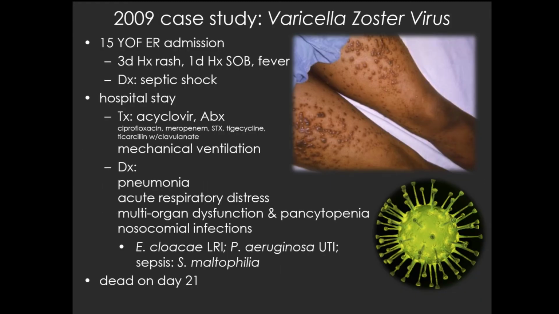Where a young woman contracted varicella zoster virus, which is commonly known as chickenpox. So this is a gal who's 15 years old, perfectly healthy, never been immunized for chickenpox. And on March 12th of 2009, she was admitted to the ER with a 3-day history of rash, a 1-day history of shortness of breath, and what would be considered a mid-grade fever.